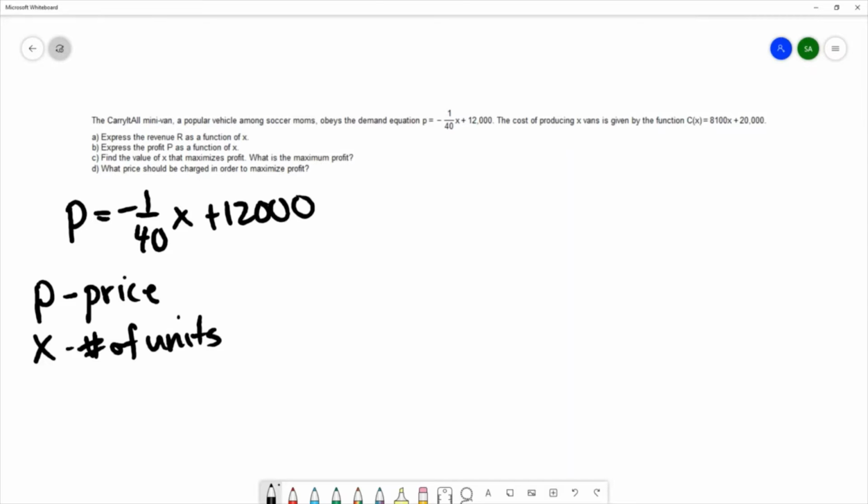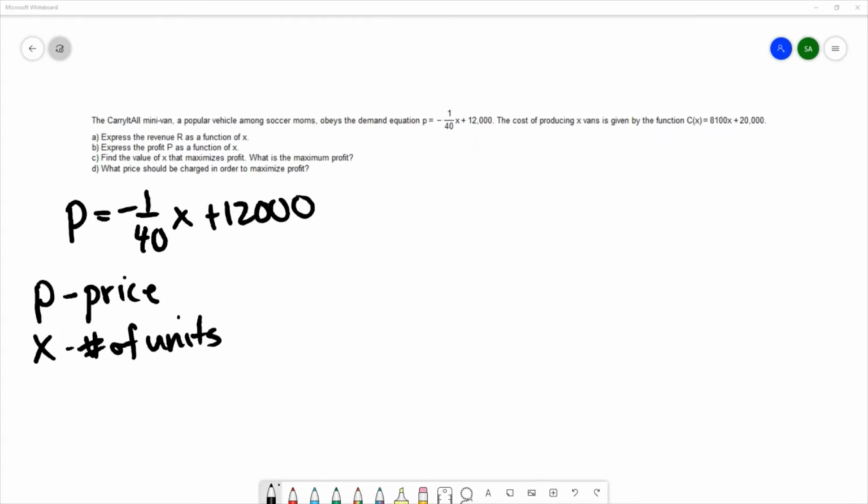This is called the demand equation, and it gives you a relationship between the price and the number of units that you sell. There's usually a relationship between these two. For instance, if you charge a higher price, you might sell fewer of the items, or vice versa. If you have a lower price, you might sell more. Okay, so as I said, that's the demand equation.